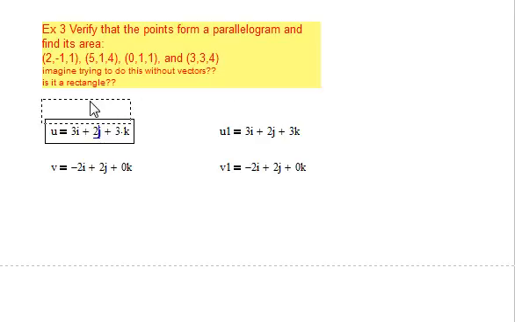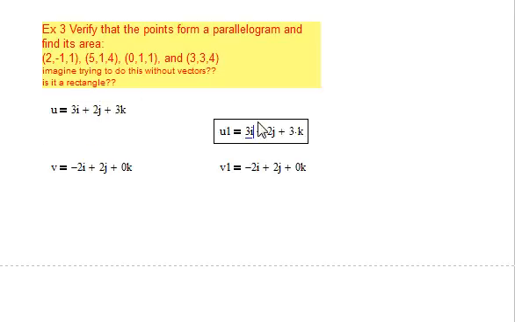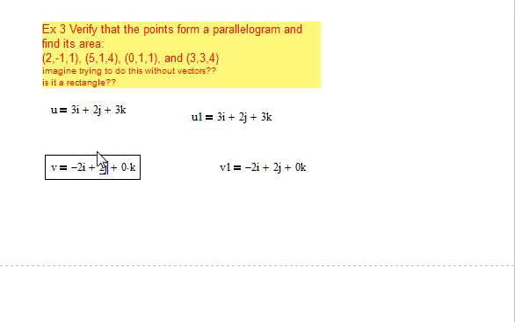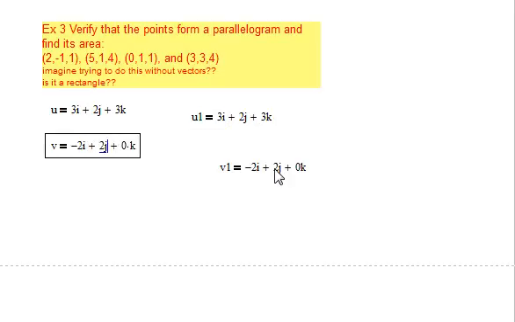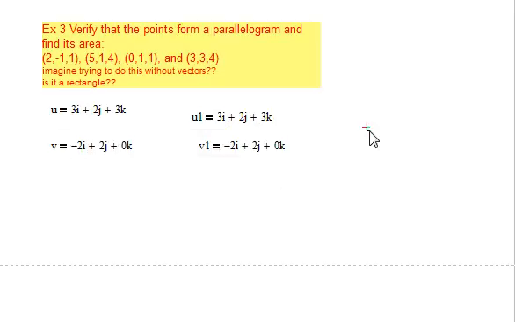But the other thing is, find its area. I haven't done that. And also a third thing, is it a rectangle? So how would we find its area? Well, to find its area, we need to find the length of the cross product.